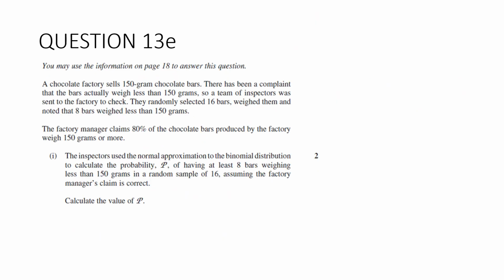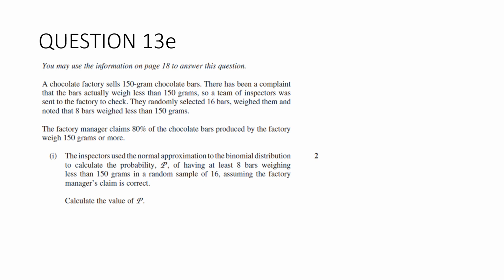13e. A chocolate factory sells 150 gram chocolate bars. There has been a complaint that the bars actually weigh less than 150 grams, so a team of inspectors is sent to the factory to check. They randomly selected 16 bars, weighed them, and noted that 8 bars weighed less than 150 grams. The factory manager claims 80% of the chocolate bars produced by the factory weigh 150 grams or more. The inspectors used the normal approximation to the binomial distribution to calculate the probability P of having at least 8 bars weighing less than 150 grams in a random sample of 16. Assuming the factory manager's claim is correct, calculate the value of P.